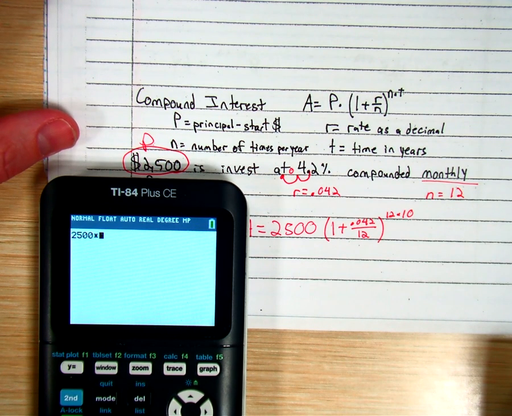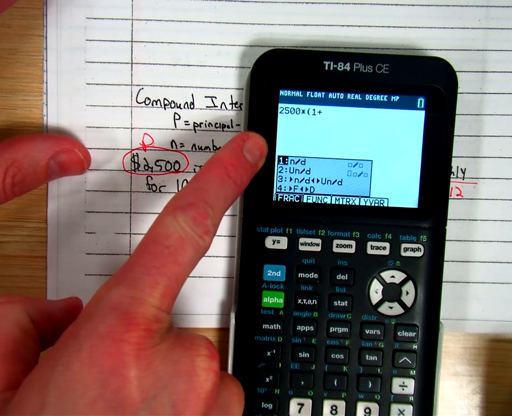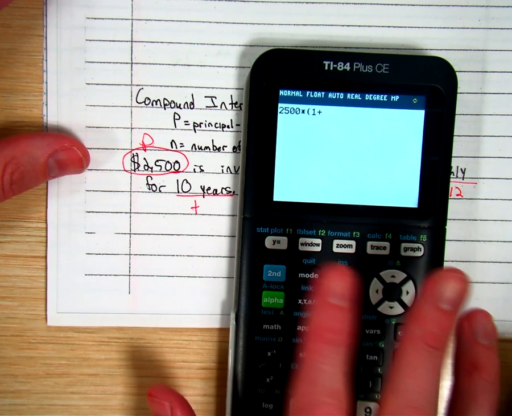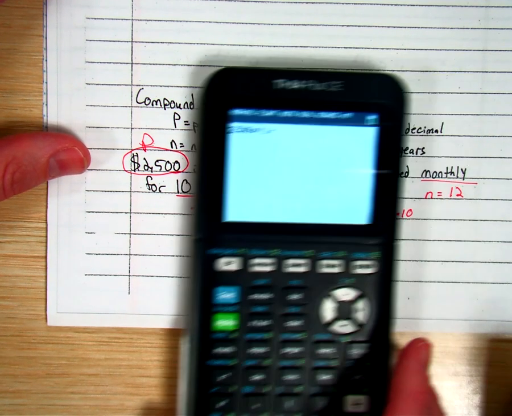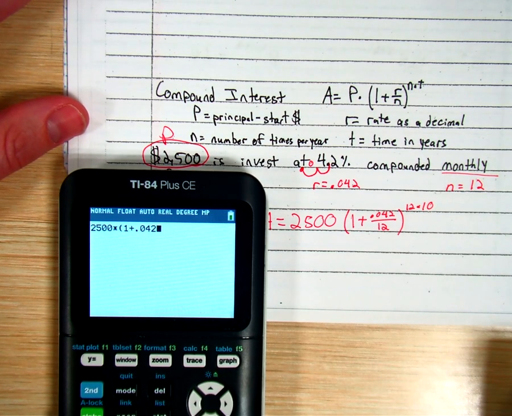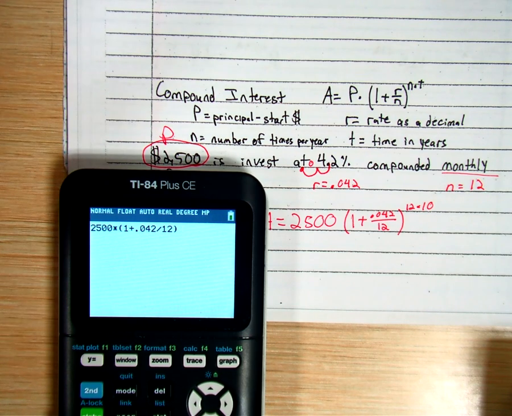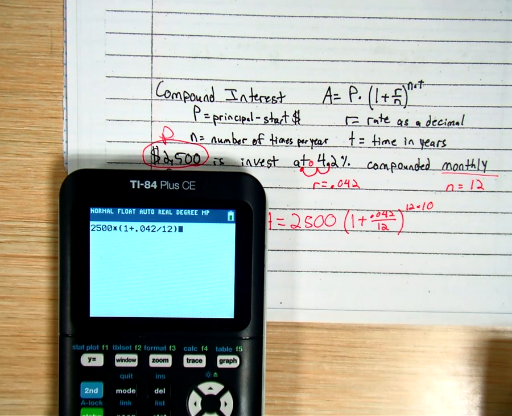2,500 times parentheses 1 plus. Okay, I know you kids love your fraction button. That's going to be alpha y equals, first one there, n divided by d. Okay, I don't use that, and you don't need it for this one because there's only two things going on inside these parentheses. Okay, it's 1 plus, and then we have 0.042 divided by 12, close parentheses. So inside the parentheses, because there's only two things happening, it will do the division first by the order of operations and then add it to the 1, so we're okay. We should be okay, just type it in.